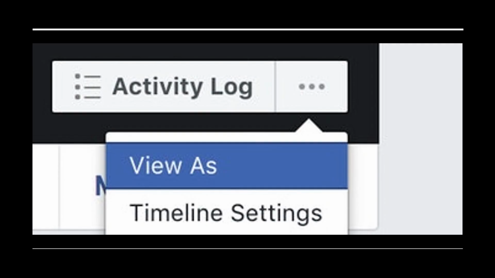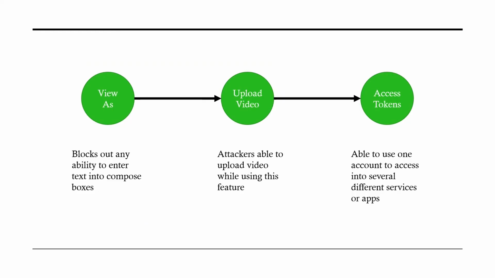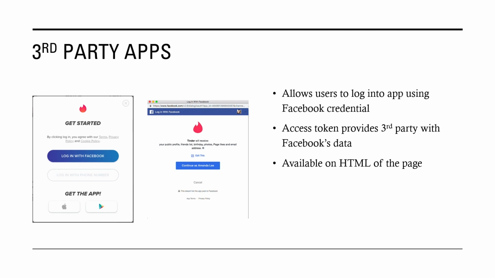As you can see here, this innocent View As button started it all. The View As function allows users to view their profile from an outside perspective. From there, the attacker was able to upload a video while using this feature, and this bug led to them being able to gain access tokens. Over here, you can see a third-party application, Tinder, requesting permission from Facebook for authentication credentials. The access token was hijacked over here, available on the page.